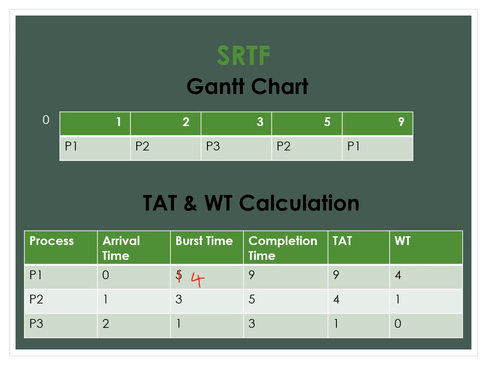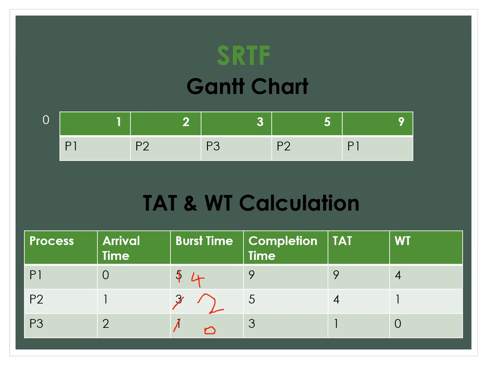Then at the time of 1, P2 executed 1 second. So remaining 2 milliseconds. And at the arrival time 2, P3 executed. So the remaining execution time is equal to 0. So now we consider lowest burst time.